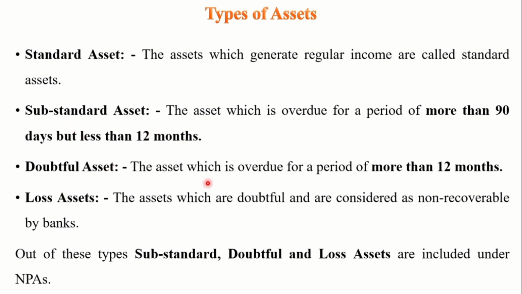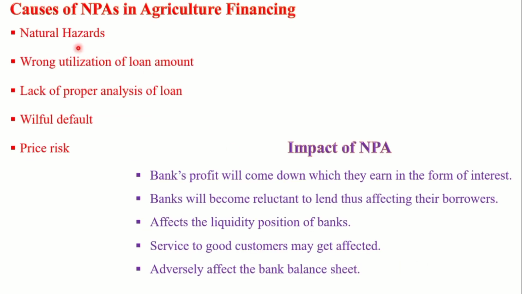Doubtful assets are the assets which are overdue for a period of more than 12 months. Loss assets are assets which are default or doubtful and are considered as non-recoverable by the bank. Out of these four types of assets, three types, that is substandard, doubtful and loss assets, are included under the non-performing assets. Now, what are the different causes of non-performing assets in agriculture financing?